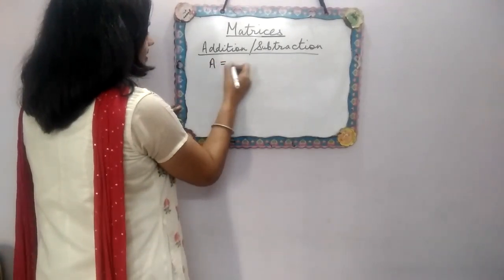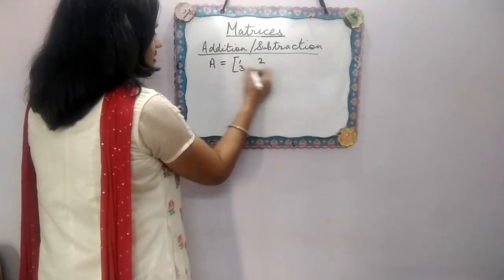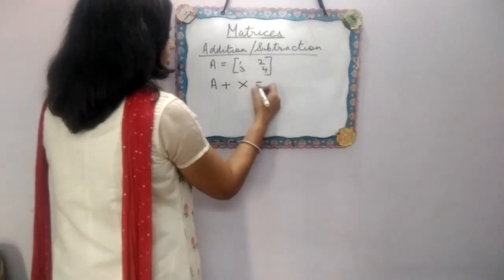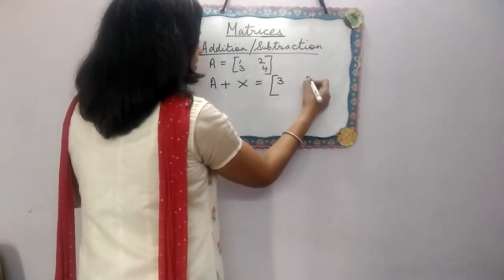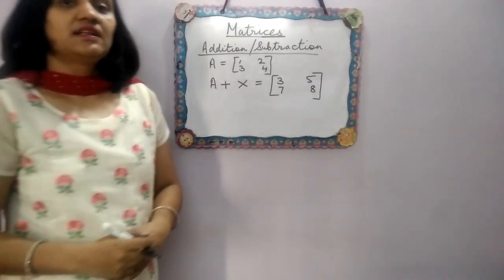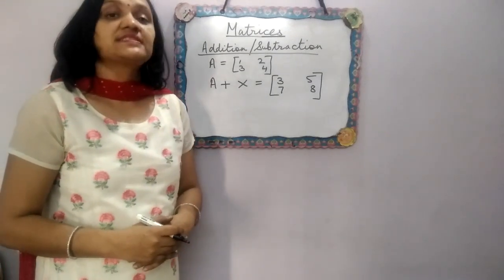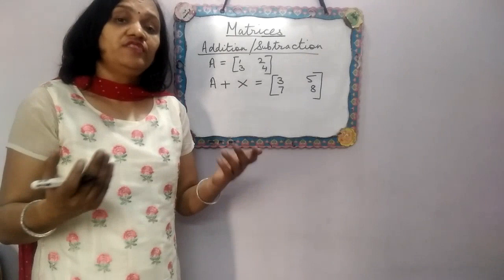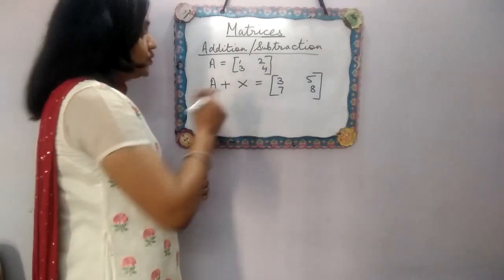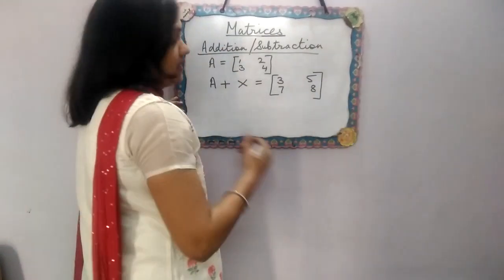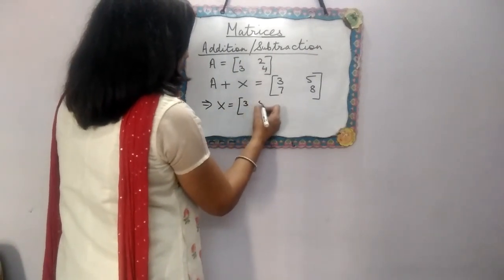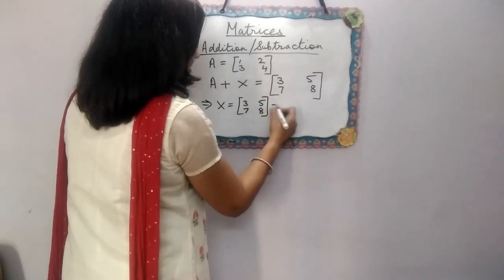If we have a matrix A equal to 1, 2, 3, 4 and it's given A plus X is equal to 3, 5, 7 and 8, and you need to calculate the elements of the matrix X, how will you do it? The way we do in a simple equation, in the same way you can transpose a matrix over here. So this will imply X is equal to 3, 5, 7, 8 minus A.